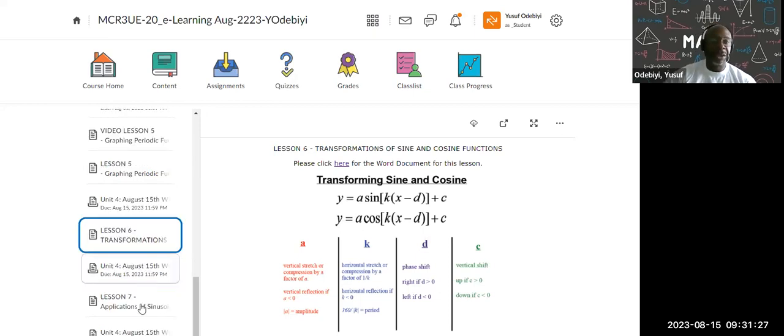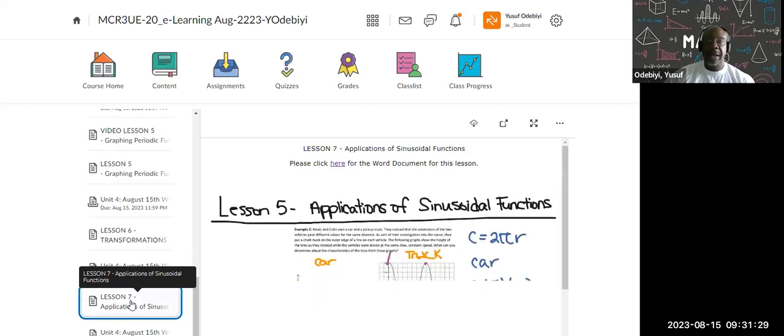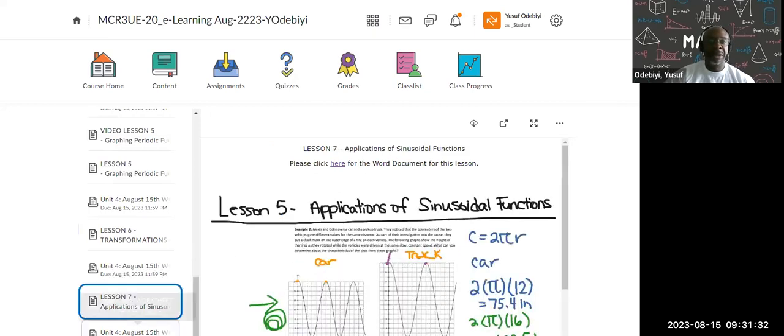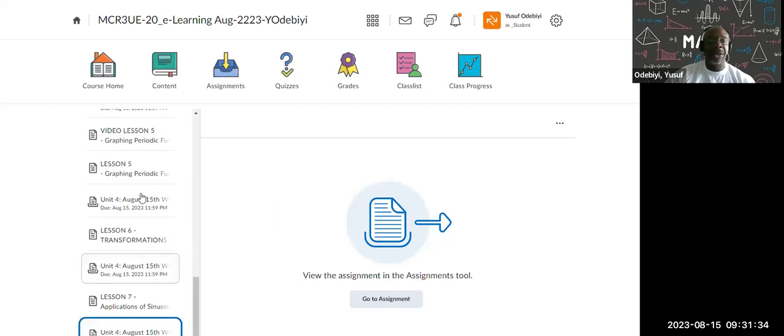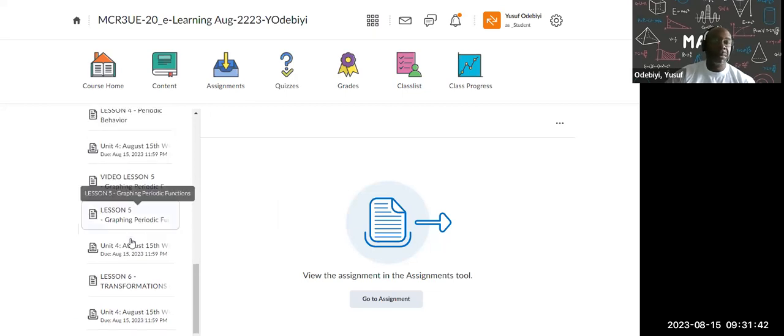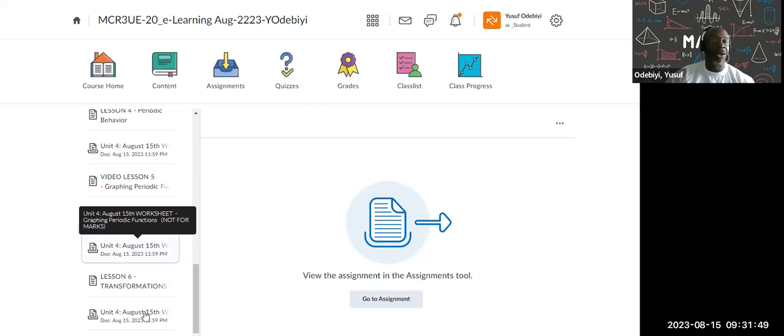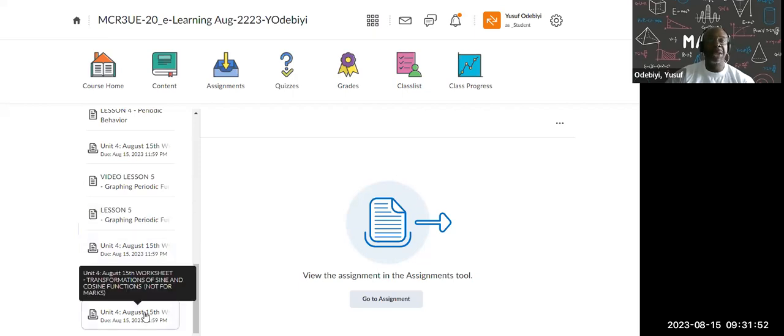And then here is transformations, similar to what we've seen before with exponential and quadratic and just regular functions. And then here's application. There are a lot of things here and I get it. It's a lot. So maybe just skim through. Don't spend forever on these worksheets because they don't count for marks. Just look at it, do some questions, check your understanding, and then move on.